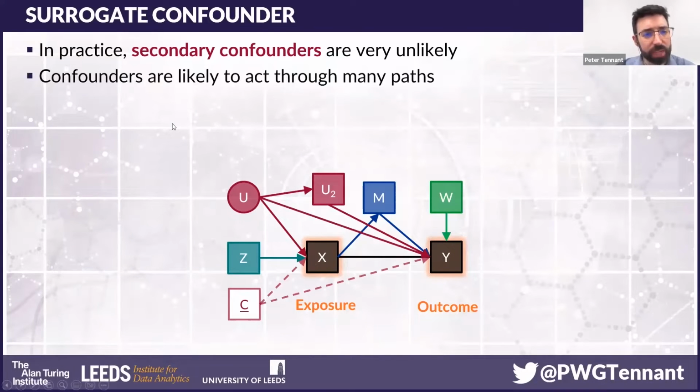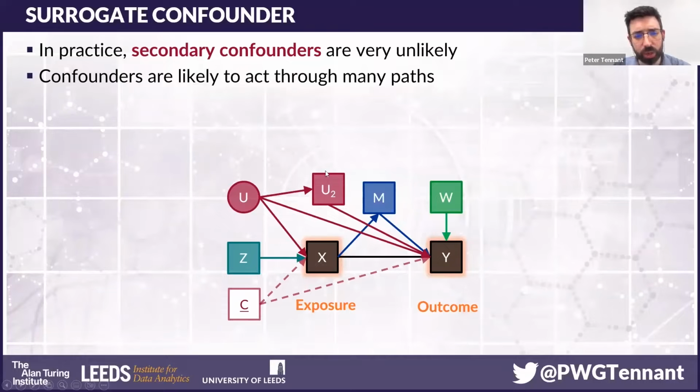And the reason for this is that in practice, I think it's very likely that confounders, like all variables, will act on other variables through a whole range of different mechanisms. It just seems completely implausible to me that there would ever be a single variable through which all of the mechanism acted, as with U2 in the previous example.